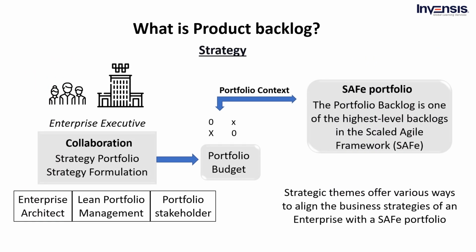Strategy backlog. The strategy backlog consists of strategic themes, which are differentiating business objectives that connect a portfolio to the strategy of the enterprise. They guide the portfolio strategy and provide business context for portfolio decision-making. The to-be-implemented themes are then selected for a strategy cycle. The portfolio backlog is one of the highest-level backlogs in the Scaled Agile Framework, SAFe.